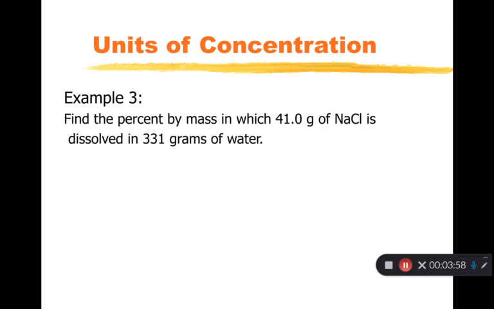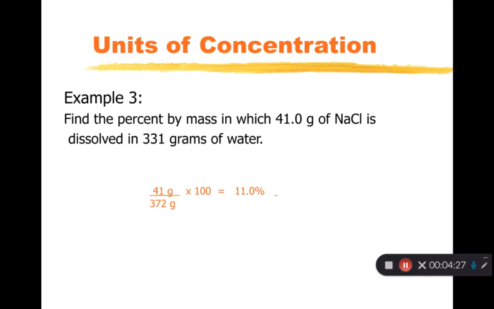Example 3 is find the percent by mass. Now this one is really, really common. And it's sodium chloride, which is table salt, and it's dissolved in 331 grams of water. So the table salt is the solute because it's in smaller amount, 41 grams. The water is the solvent, 331 grams. And if we added them together, the 41 and the 331, we would have the solution. So that's what they've done here.